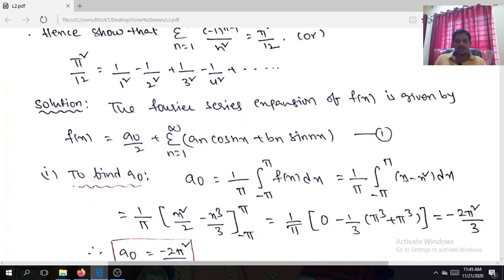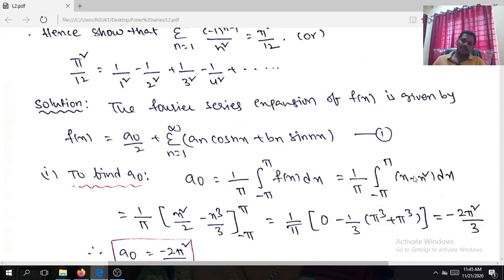You may apply one trick here. The limits are minus pi to pi. x is an odd function between the limits minus pi to pi, and the integration of an odd function is 0. x square is an even function, so the integral from minus pi to pi can be written as 2 times the integral from 0 to pi. Next we will discuss.